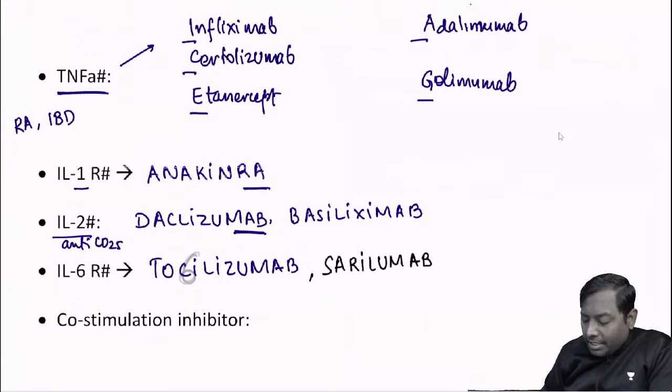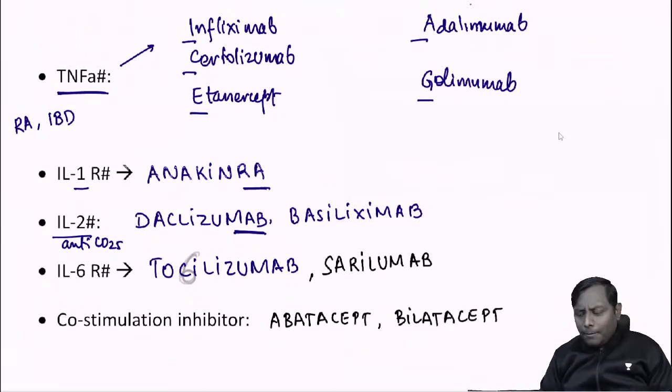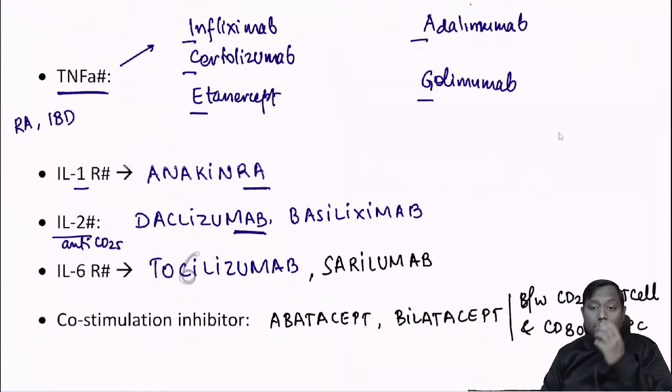Co-stimulation inhibitors will be your abatacept and belatacept. These are the co-stimulation inhibitors, abatacept and belatacept. Is it very difficult? Haven't you all already read this? They are mainly going to act between CD28 of the T cell and CD80 of the antigen presenting cell. T for 28 and T for T cell, 80 antigen presenting cell. They come in between these. These are the co-stimulation inhibitors.